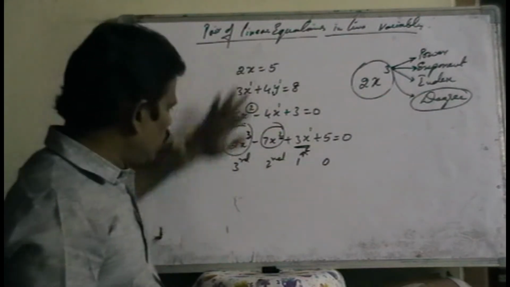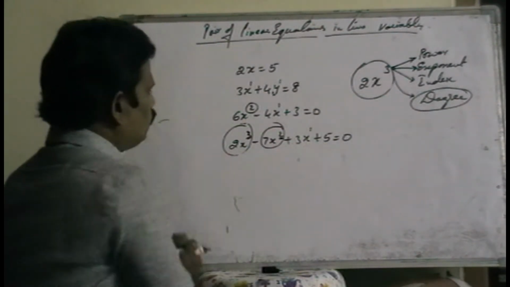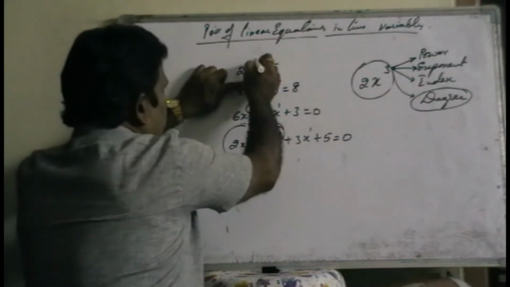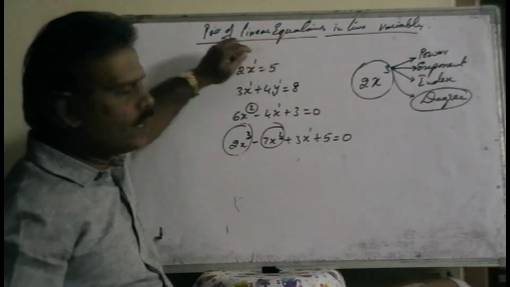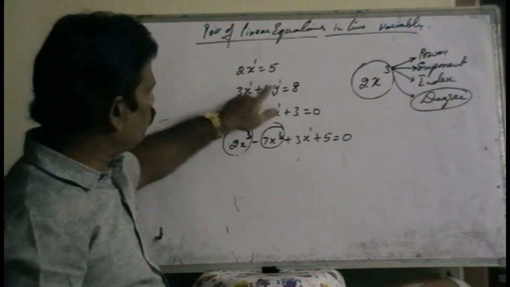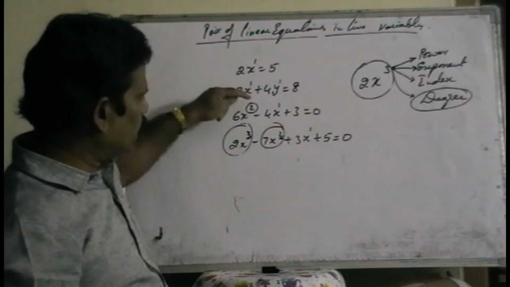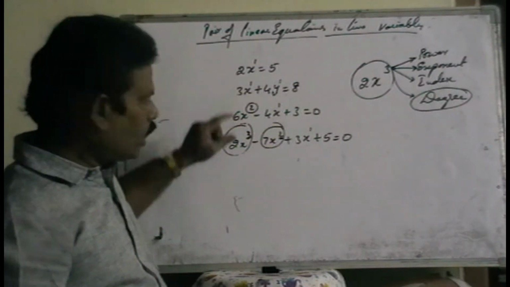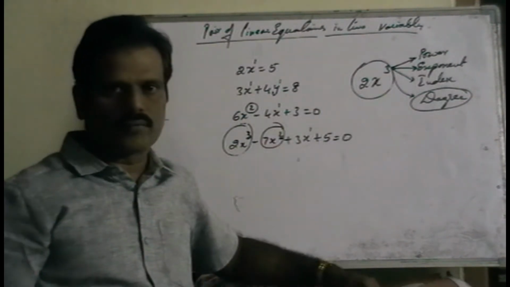Now, in an equation, listen, if it is only first degree, only degree 1, like 2x is equal to 5, it is an equation, but it is a first degree equation. Here it is also x power 1, y power 1, so it is also first degree. Here second degree, highest is 2, so this equation is a second degree equation. Here the highest degree is 3, so it is a third degree equation.